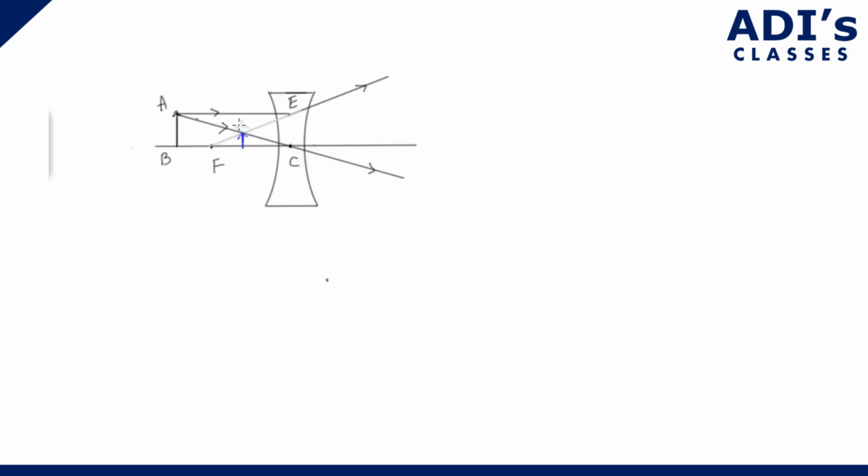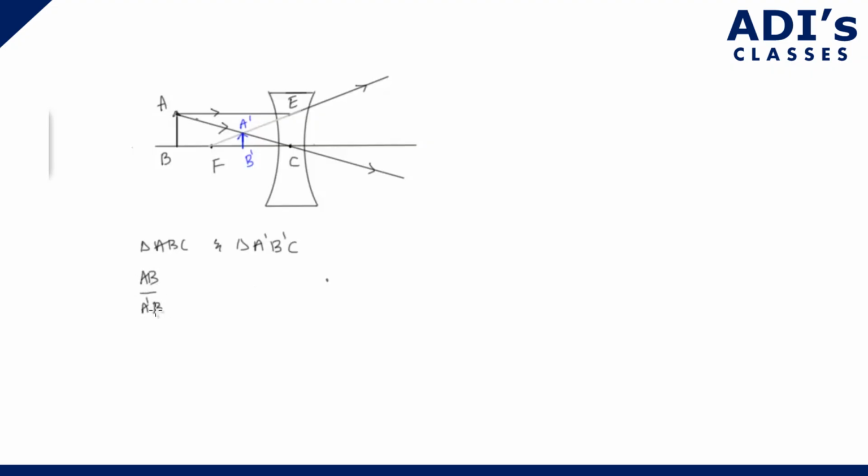Now here, again we have to use the similar triangle property. First we'll take ABC and A dash B dash C. In triangle ABC and triangle A dash B dash C, these two are similar. So we have AB by A dash B dash is equal to BC divided by B dash C. Call this equation number 1.